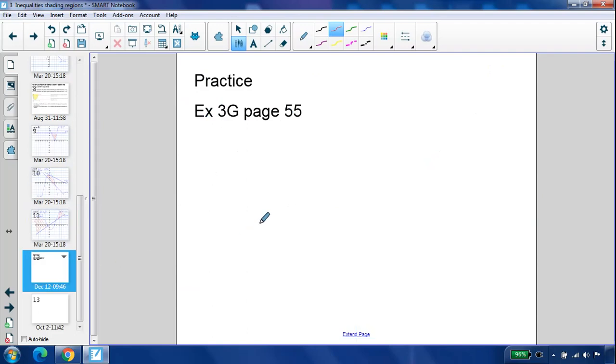Okay, I've done plenty of examples there, so I'd like you to have a go and practice exercise 3G, page 55. This will be the end of the chapter.